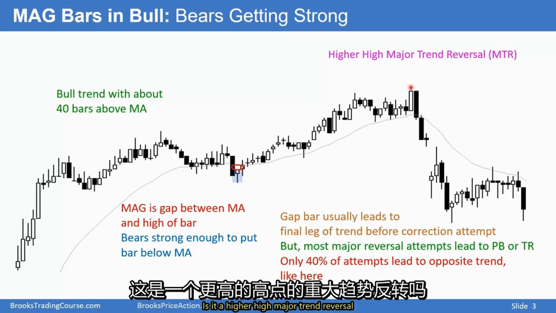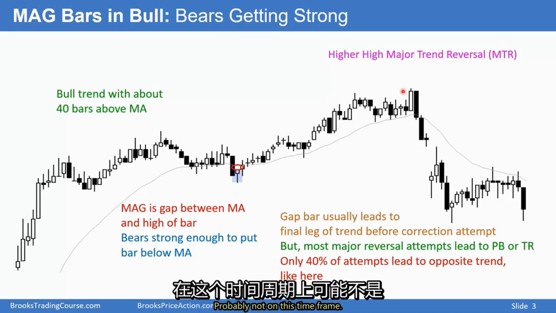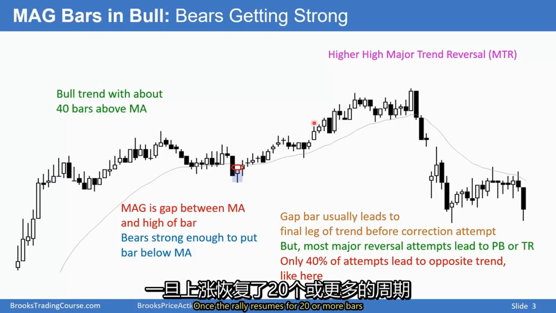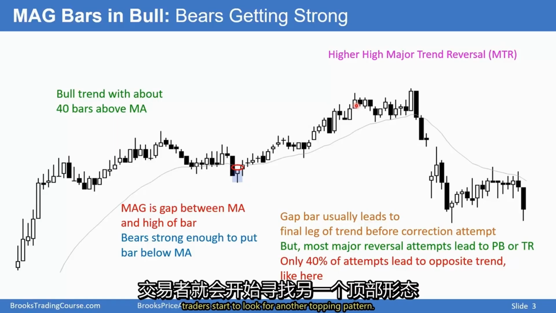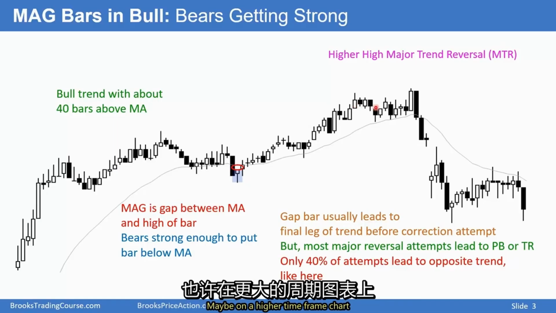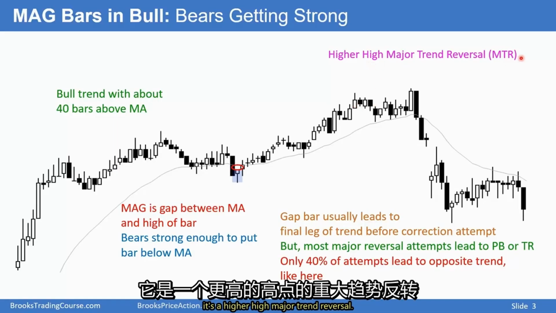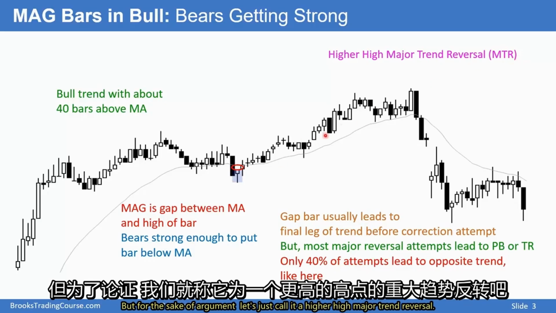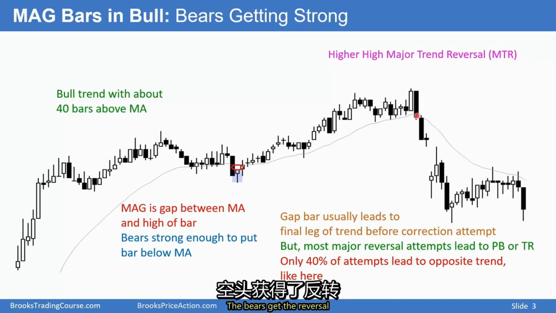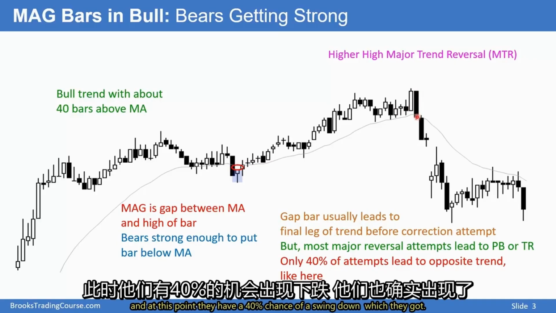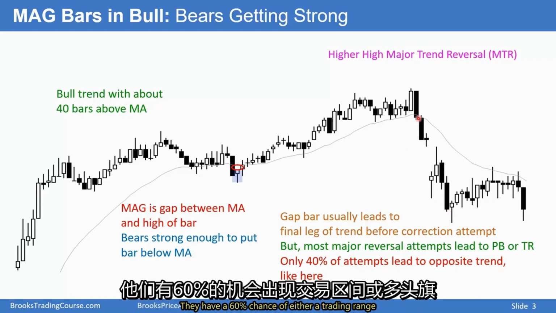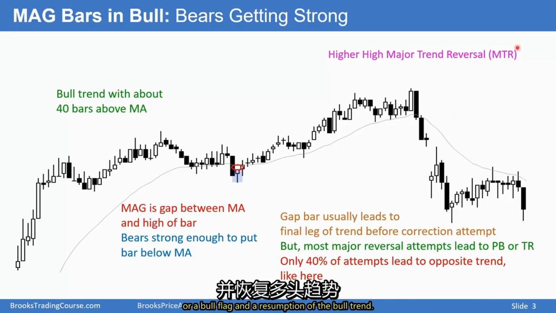Is it a higher high major trend reversal? Probably not on this time frame. Once the rally resumes for 20 or more bars, traders start to look for another topping pattern. Maybe on a higher time frame chart, it's a higher high major trend reversal. But for the sake of argument, let's just call it a higher high major trend reversal. The bears get the reversal, and at this point, they have a 40% chance of a swing down, which they got. They have a 60% chance of either a trading range or a bull flag and a resumption of the bull trend.